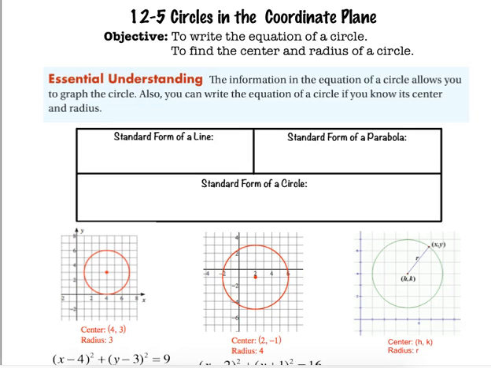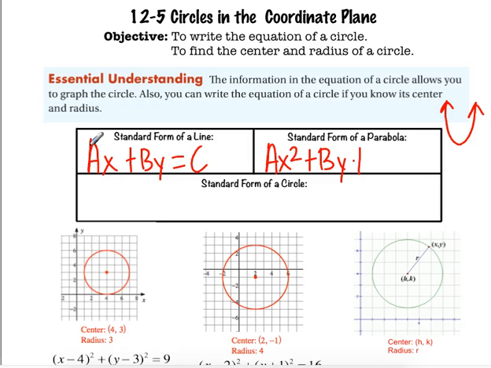The standard form of a line is ax plus by equals c. Standard form of a parabola, which I forgot, that's one of these guys that look like a U, is ax squared plus by plus c equals 0. These are both a review from algebra, which will come in handy next year when you take algebra 2.